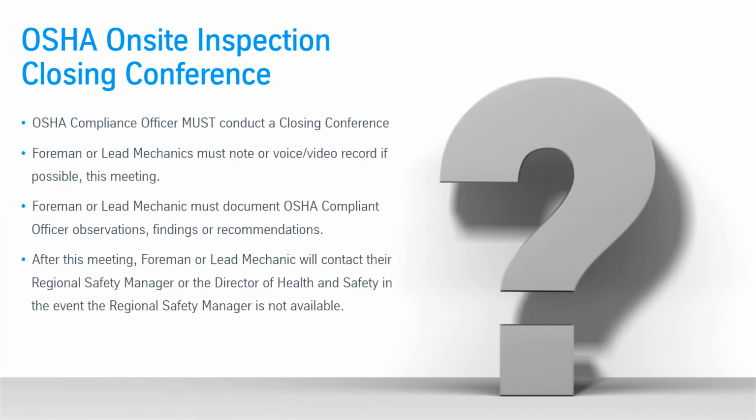The OSHA compliance officer must conduct a closing conference. The foreman or lead mechanic must note, or voice or video record if possible, this meeting, and document the OSHA compliance officer's observations, findings or recommendations. After this meeting, the foreman or lead mechanic will contact their regional safety manager, or the Director of Health and Safety in the event the regional safety manager is not available.